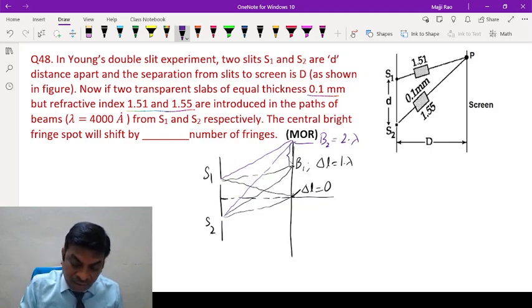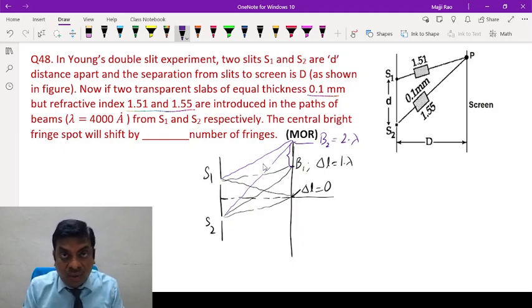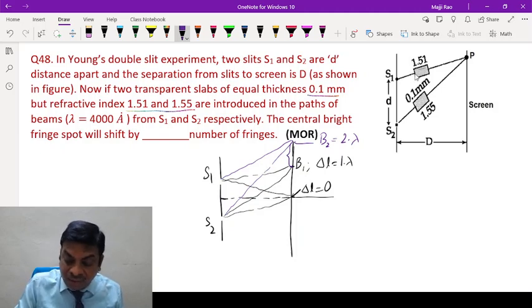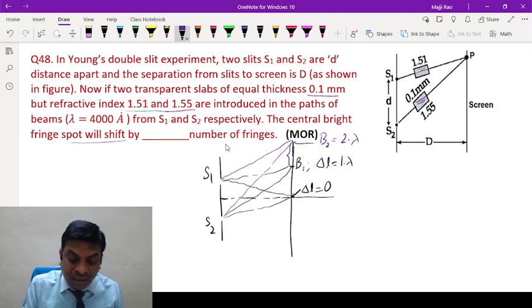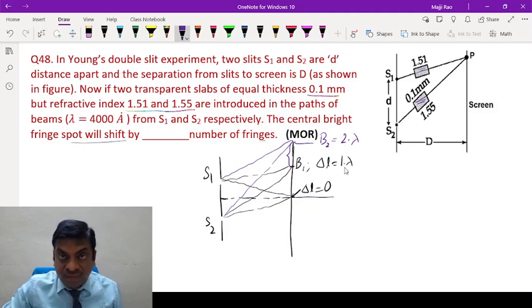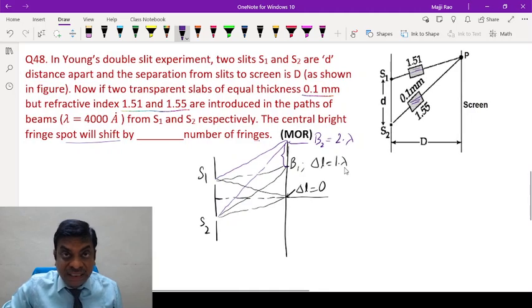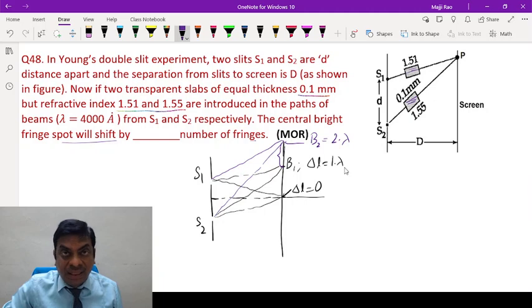Okay. So over an interval which corresponds to a path difference of 1 lambda, there exists one fringe. That is the basic principle. So if we can evaluate the change in path difference as a consequence of introducing these transparent slabs, then we can get an idea of the number of fringes that crossed the central bright fringe in terms of this.